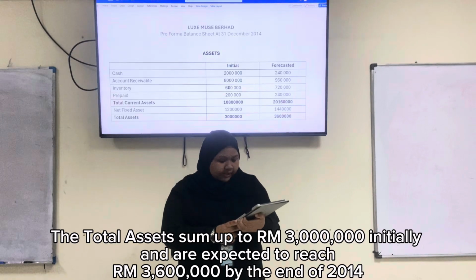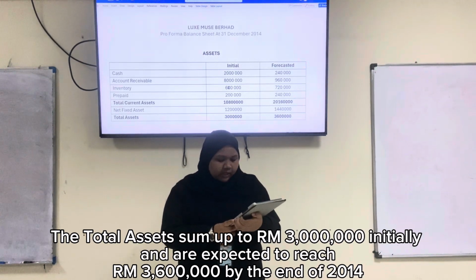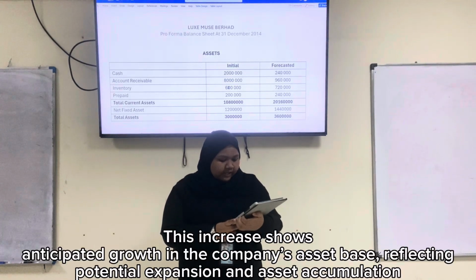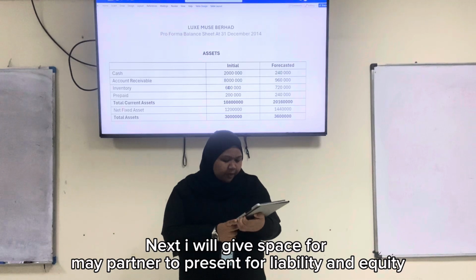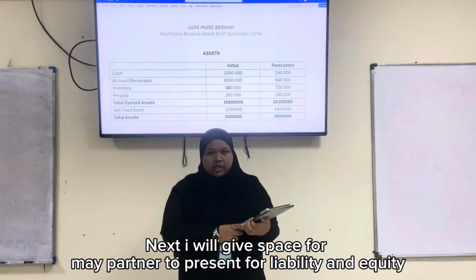The total assets, summing up to 3 million, are projected to reach 3,600,000 by the end of 2014. This increase shows anticipated growth in the company's asset base, reflecting potential expansion and asset accumulation. Next, I will give the floor to my partner to present liabilities and equity.